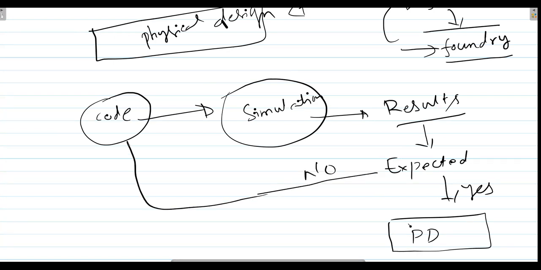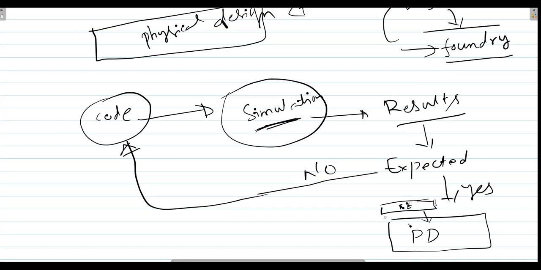then go and change your code. Check what is wrong in that. So simulation is playing a crucial role. We have to understand how the simulation is done first, and then go for this process. There are two processes; I wrote PD directly here. If it is yes, then comes the front-end design, that is the synthesis process. After front-end design, you go to the PD, physical design.